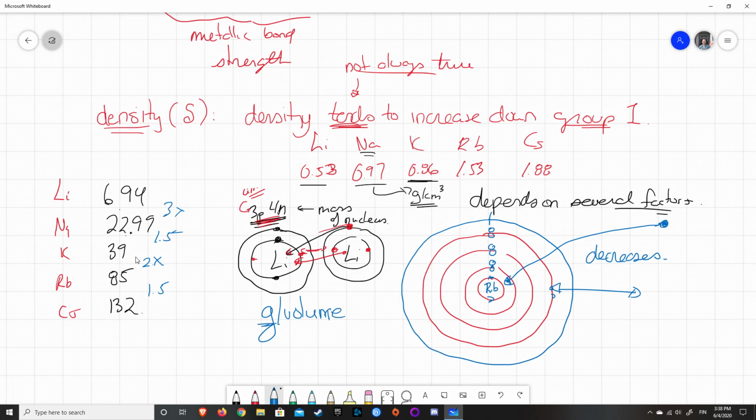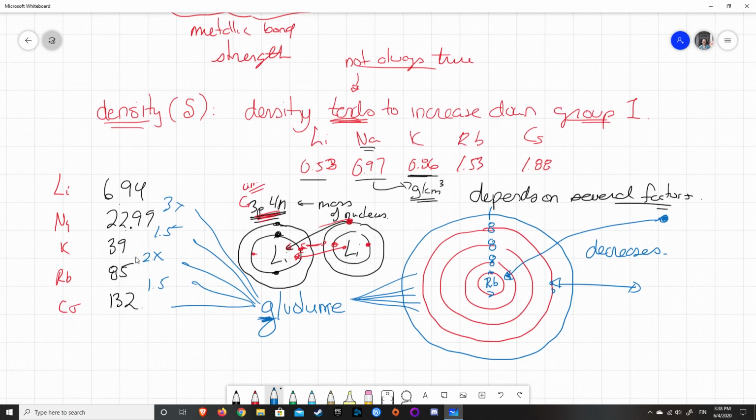So it's the one that's taking precedence here. The gram increase is more important than the volume increase in this case, so it results in a larger density.